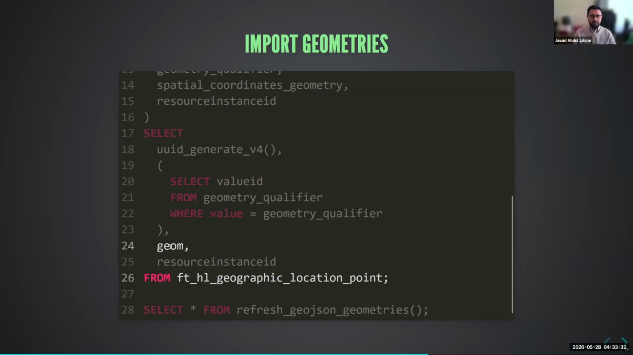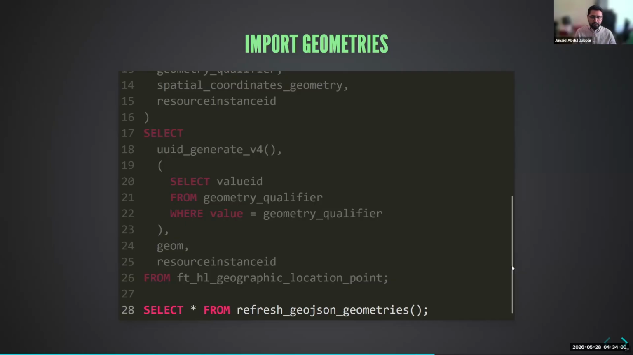The data we are using is already in WGS84, so we can just use that geometry to populate this data. And once you have populated all of this data, we need to run this function, select static from refresh GeoJSON geometries. Without this, the points would not be visible on the Arches map canvas. So we need to run this function when we have imported all of this data.